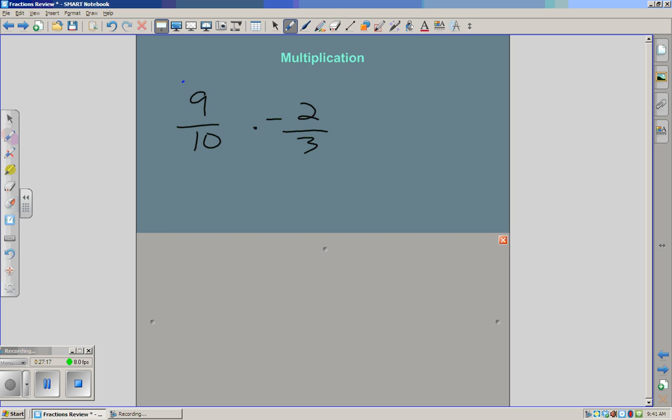All right. So when I look across, I notice that both of these can actually be reduced. Both 3 and 9 can be divided by 3. When I divide 3 by 3, I get 1. When I divide 9 by 3, I get 3. This one right here, both can be divided by 2. When I divide 2 by 2, I get 1. When I divide 10 by 2, I get 5.